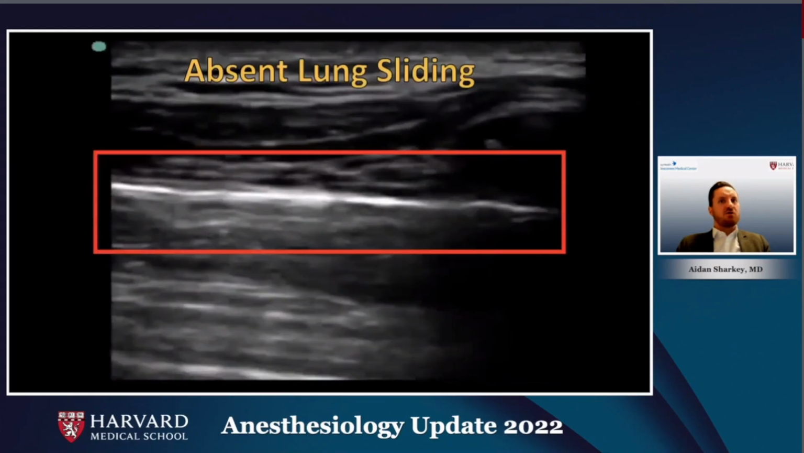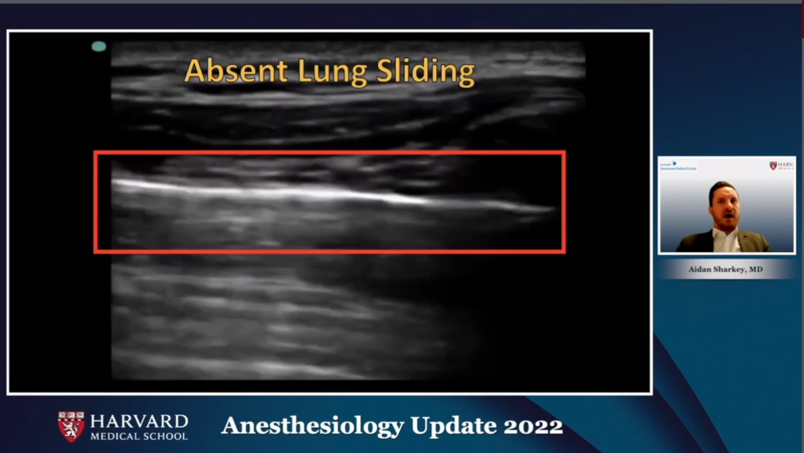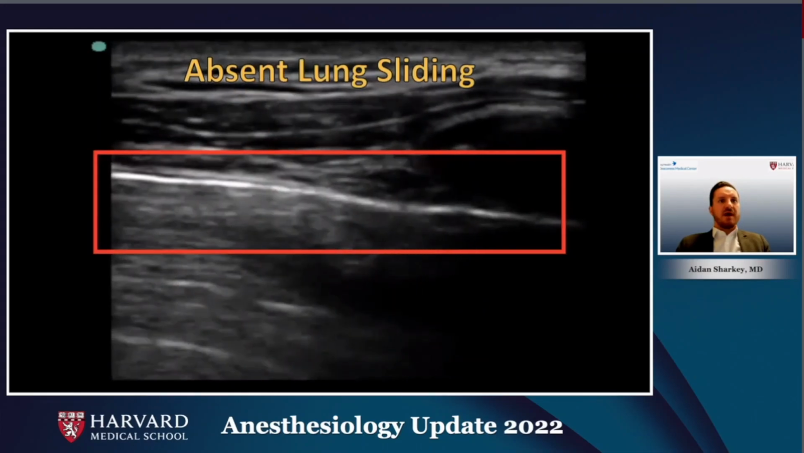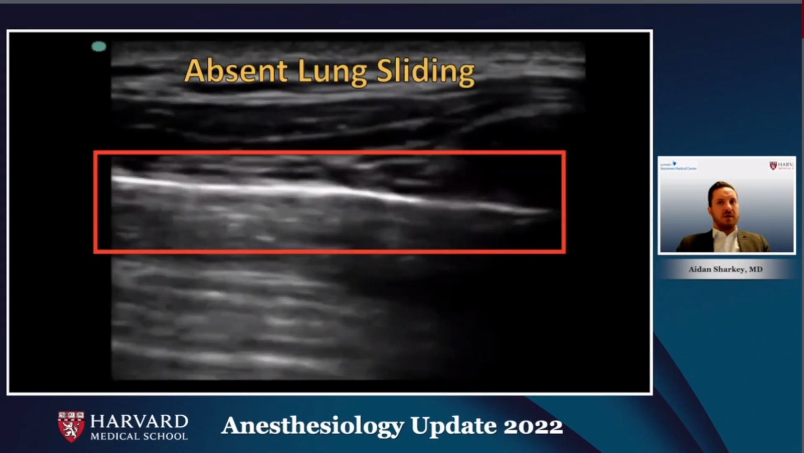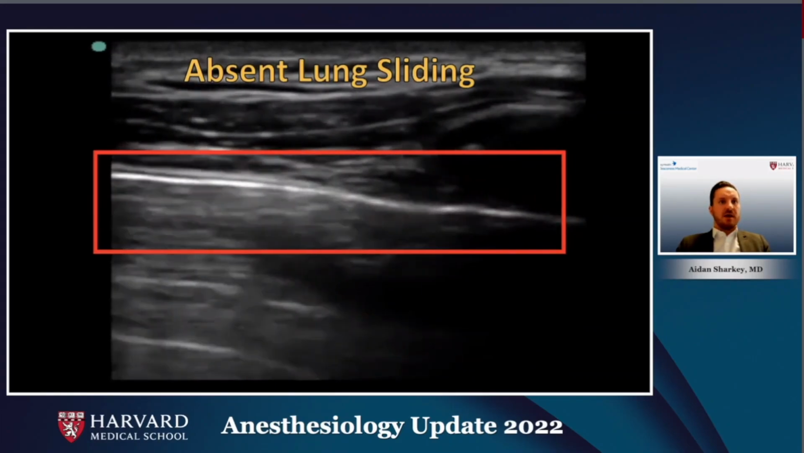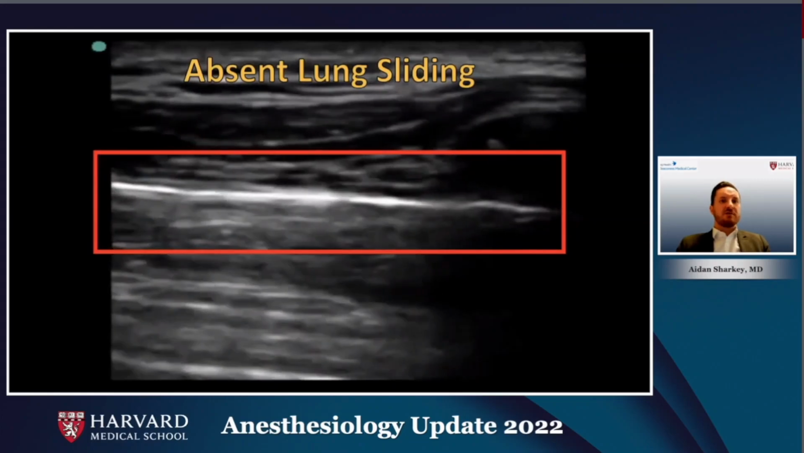Next, looking at a patient with absent lung sliding, what we can see from this example is we have lost the characteristic shimmering of the pleura that we saw in the previous example. And this is a patient who may have a pneumothorax.